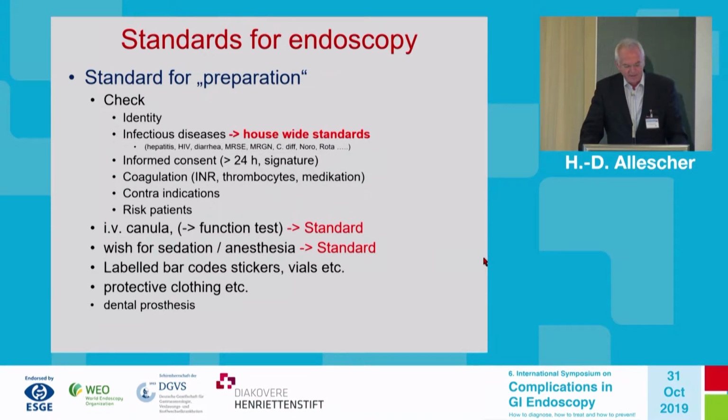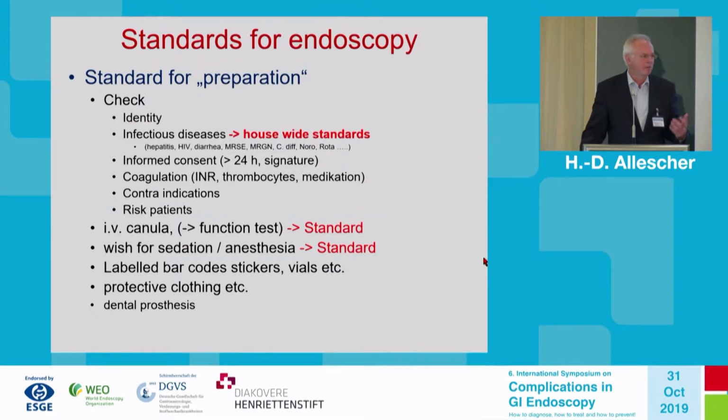So the next step is, you go through the endoscopic process. You look first for the standard for the preparation for the endoscopy. There are some basic principles. You have to check the identity of the patients. You have to check for infectious diseases. They're usually house-wide standards. That's not something you have to invent for endoscopy, but you should have for all the other invasive procedures. Then there are standards for informed consent. These are usually given by your insurance companies. And then there are standards for coagulation, contraindication, and risks of patients, as you have heard before in the last talk. Then there are simple standards like IV cannulas.